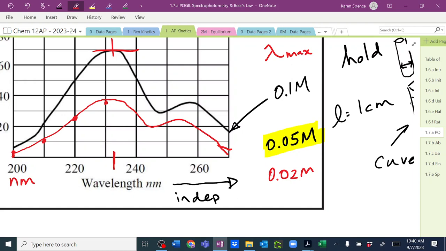Is that good? Were there other questions from either the POGL or from 1.1a? Yes.